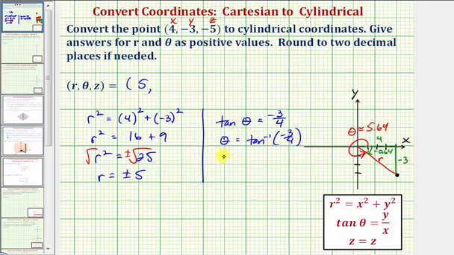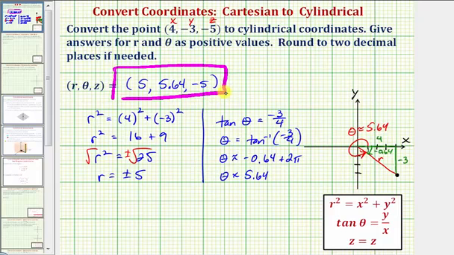So again, the calculator gave us theta was approximately -0.64 radians. But to find the least positive value for angle theta, we added 2 pi radians to find our angle, which is approximately 5.64 radians. So that's our second coordinate. The third coordinate is the z-coordinate, which is the same as the z-coordinate of the Cartesian point. So z is equal to -5. So here's one possible way to express the given point using cylindrical coordinates. I hope you found this helpful.